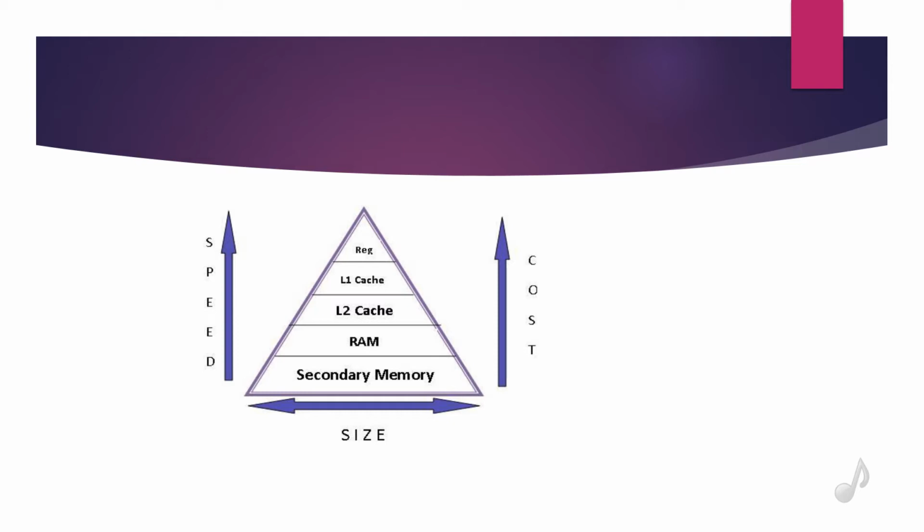And now we will see about the cache memory. Cache memory is at the top level of the memory hierarchy. This is high speed memory used to increase the speed of processing by making current programs and data available to the CPU at a rapid rate. Cache memory is usually placed between the CPU and main memory.